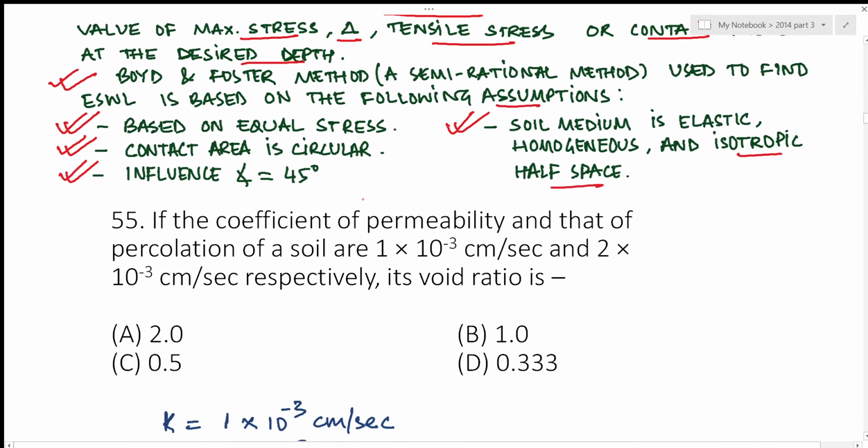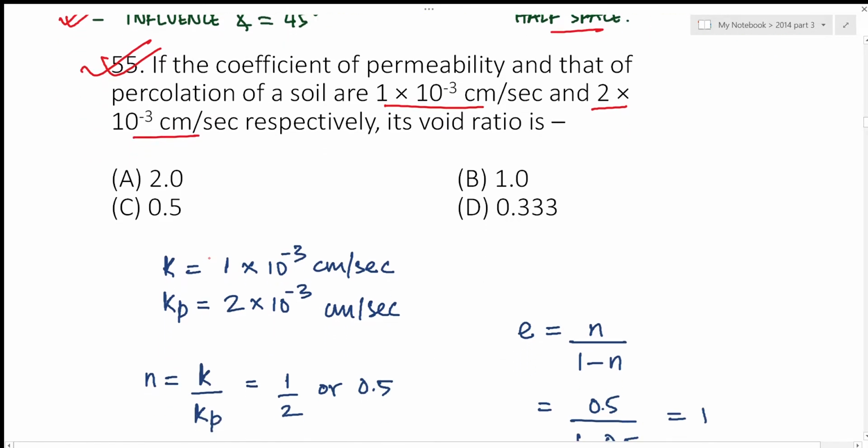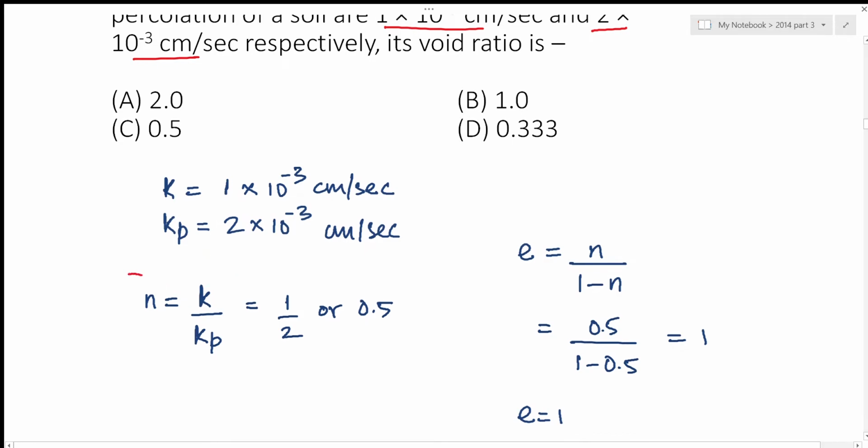Next question is: if the coefficient of permeability and that of percolation of a soil are 1 into 10 to the power minus 3 centimeter per second and 2 into 10 to the power minus 3 centimeter per second respectively, its void ratio is. Now you know the porosity value is given by coefficient of permeability by coefficient of percolation.